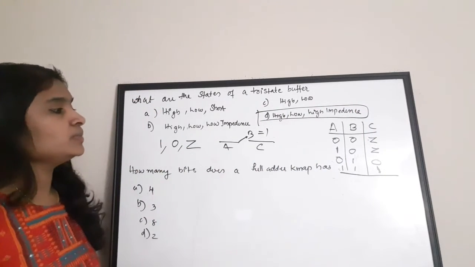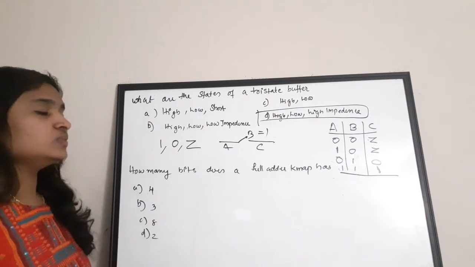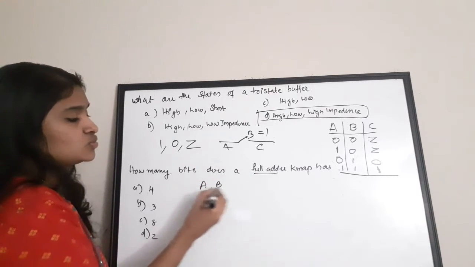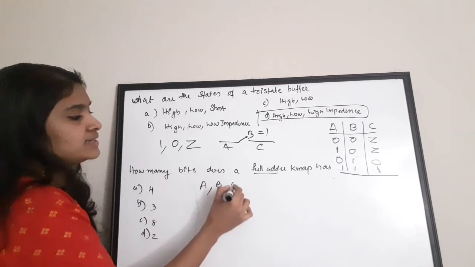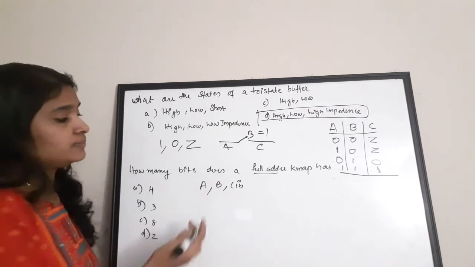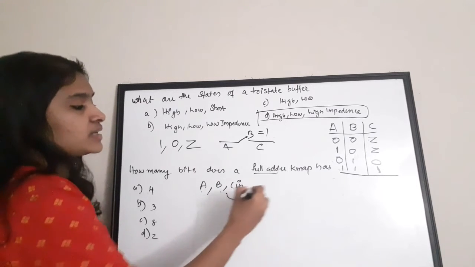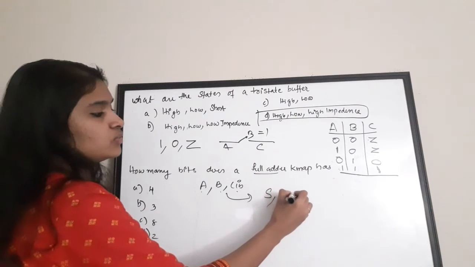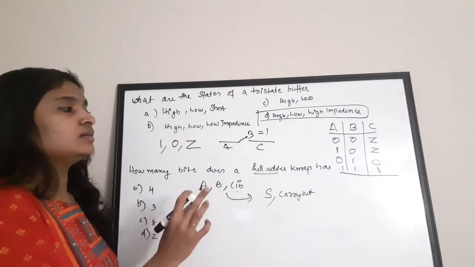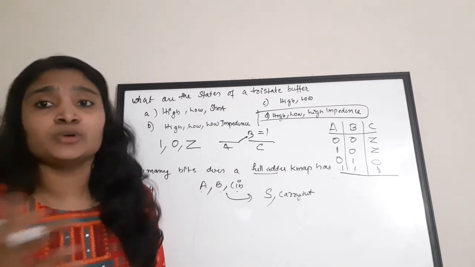Next question. How many bits does a full adder K-map have? So we know that a full adder has A and B, the two variables to be added, and there is a carry in. So the full adder input variables are A, B and carry in, and it has output variables sum and carry out, right? So these are the output variables. So in a full adder K-map, while drawing a K-map, we draw the K-maps using input variables, right?